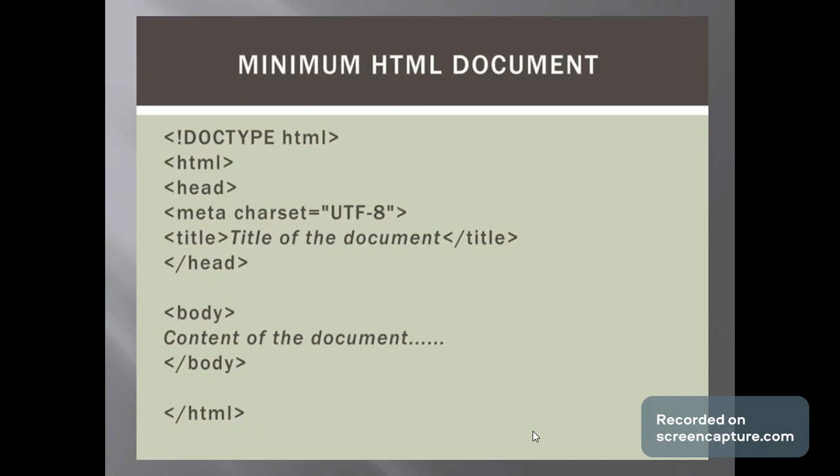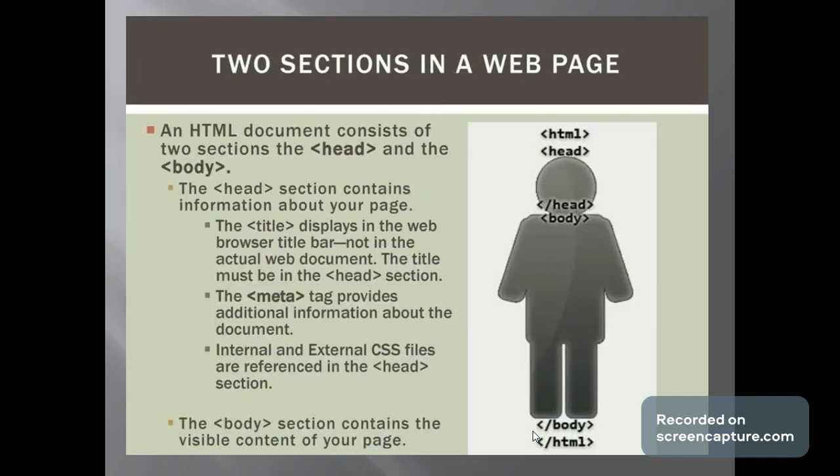There is an example for an HTML document. Here it defines the web page of the HTML document. There are two sections in a web page. An HTML document consists of two sections, the head and the body.